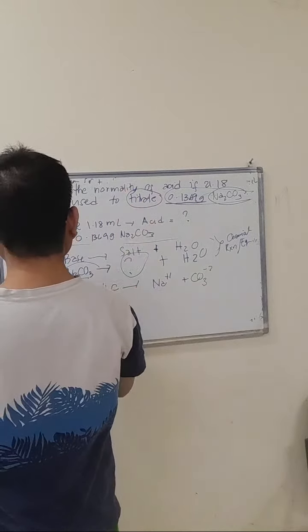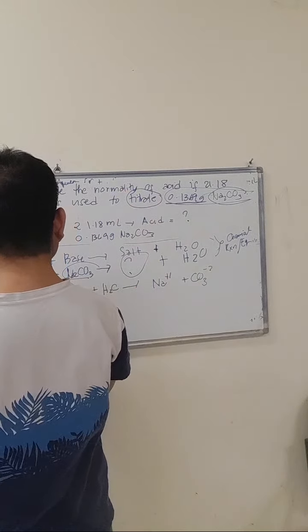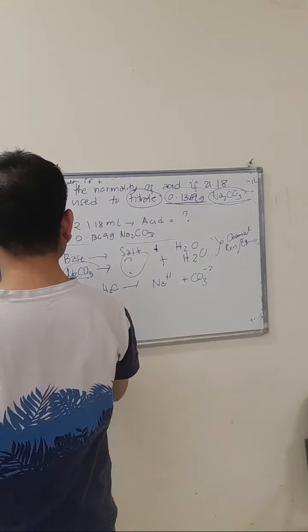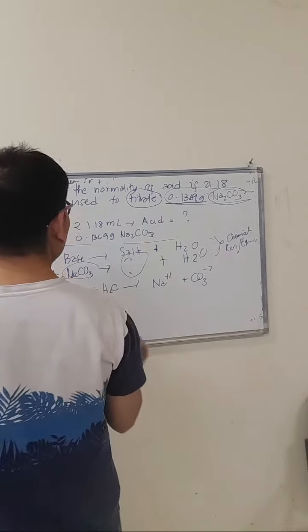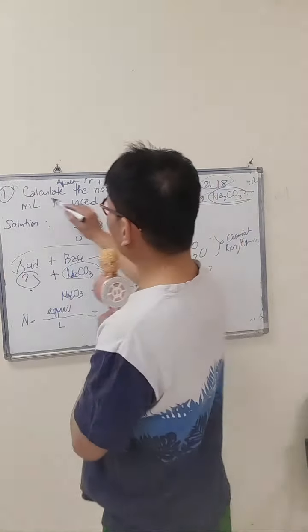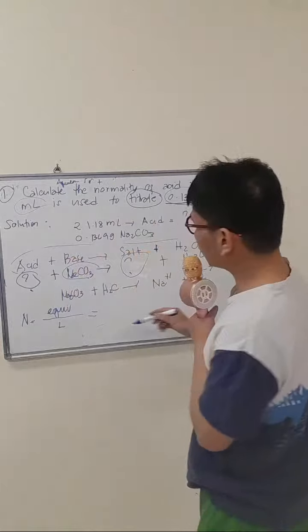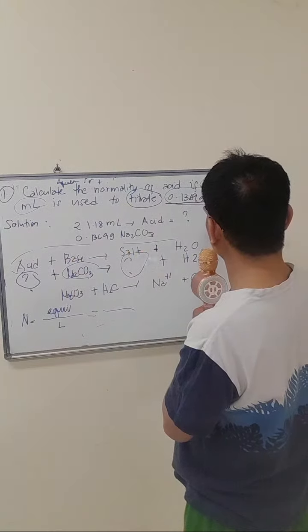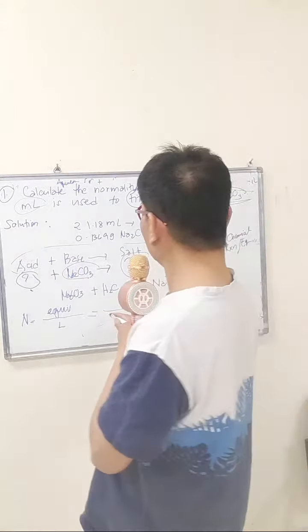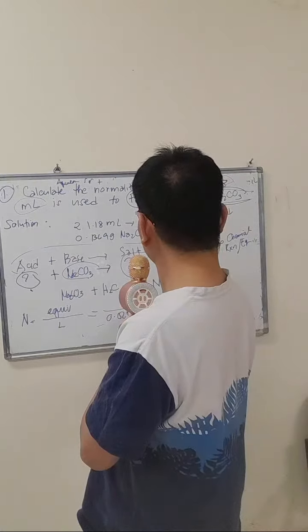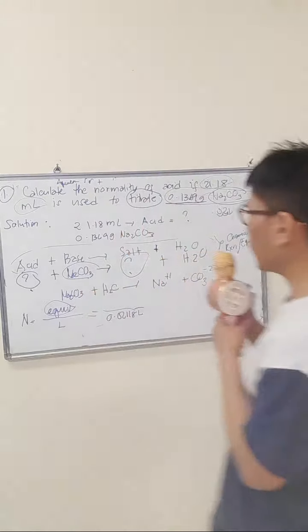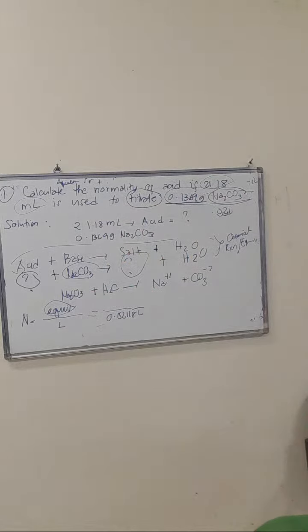Now, calculate the normality. Normality is equal to the number of equivalents over the liters. We have 21.18 milliliters. Convert that to liters first, mga palangga. So move 3 zeros: 1, 2, 3. 0.02118 liters. So our problem is the equivalents already. How can we do that?